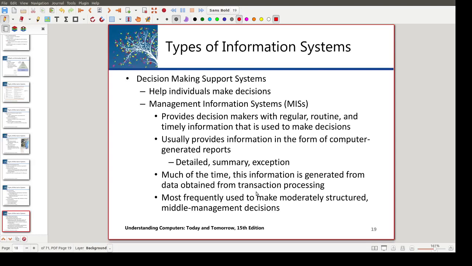So decision making support systems are used to provide decision makers with regular, routine, and timely information that is used to make decisions. Management information systems usually provide information in the form of computer generated reports. You can find detailed reports, summary reports, and exception or special case reports. Much of the time, this information is generated from data obtained from the transaction processing systems, and it is most frequently used to make moderately structured middle management decisions.